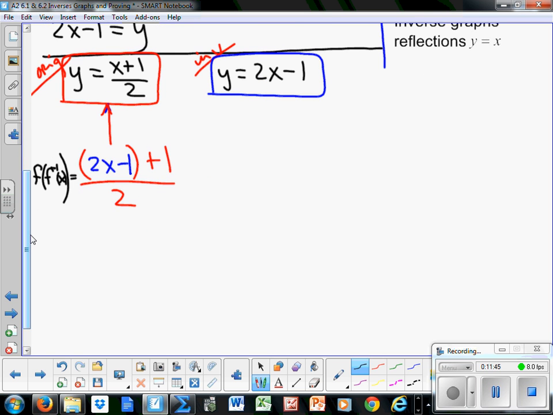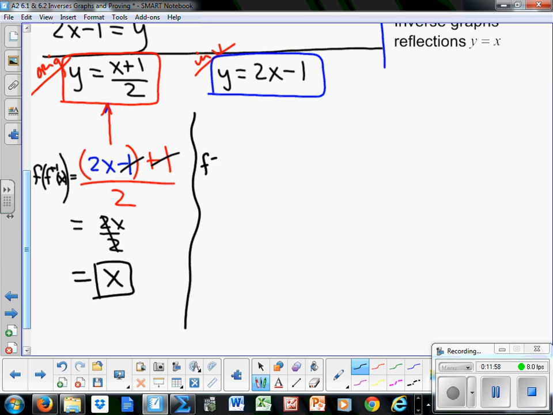Okay, now I'm going to do some simplifying. So a negative 1 plus 1. So this is now 2x over 2. The 2's divide out, so I'm left with x. Awesome. Okay, I'm going to do the same exact thing, only different.